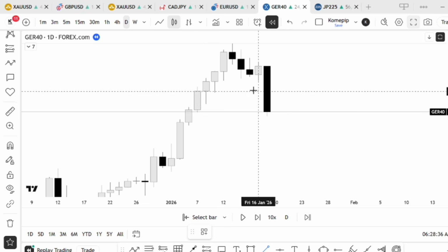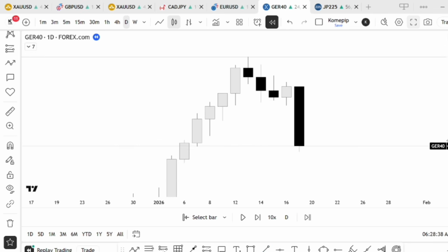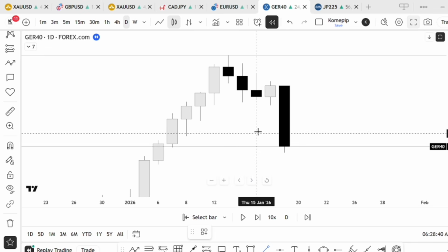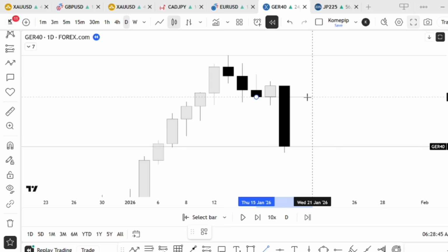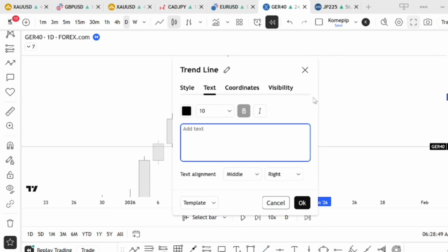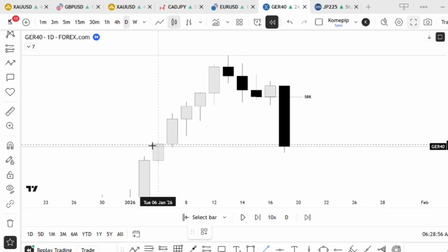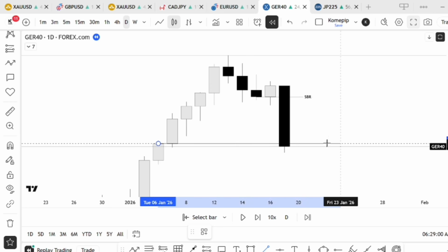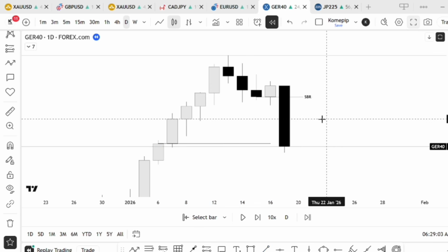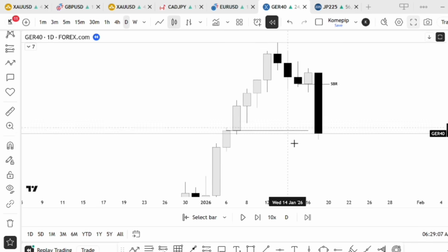If you come to the daily time frame, the first thing that comes to our mind is this break, this SBR. So this has become SBR, support break resistance. And of course, we also have this key level. However, did you notice that this key level was broken? This also indicates that price might likely want to continue to the downside.